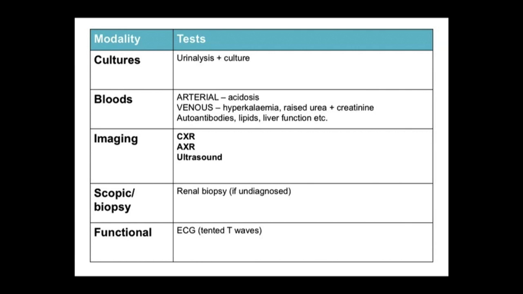Hyperkalemia, yeah. So all patients with acute renal failure have to have an ECG. And this is the reason, because hyperkalemia can kill you with an arrhythmia. Okay? And the first sign that you'll see on an ECG in hyperkalemia are tall, tented T waves. And lots of other ones, but that's the most important.